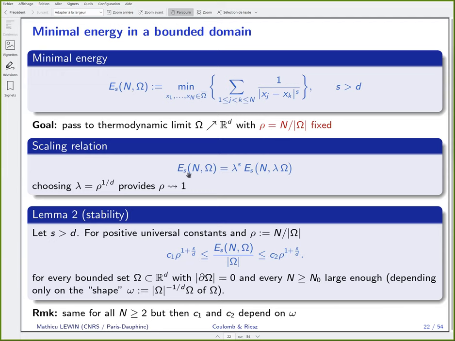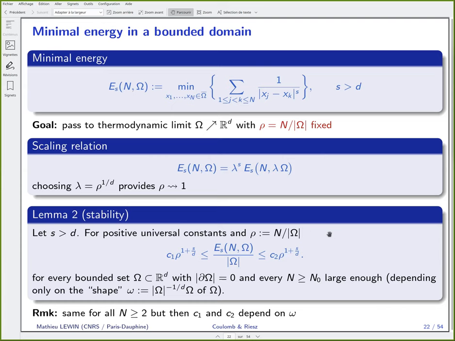As I explained last time, in fact, this rho doesn't play any role. I can always assume that rho is 1 if I want, because I have this exact scaling relation, which comes from the fact that my potential is homogeneous of degree minus s. So I can just scale out, and then if I want, I can choose rho equals 1. Usually I like to keep rho because I like to see how things depend on rho, but for the proofs, I can always assume that rho is 1 if I like.